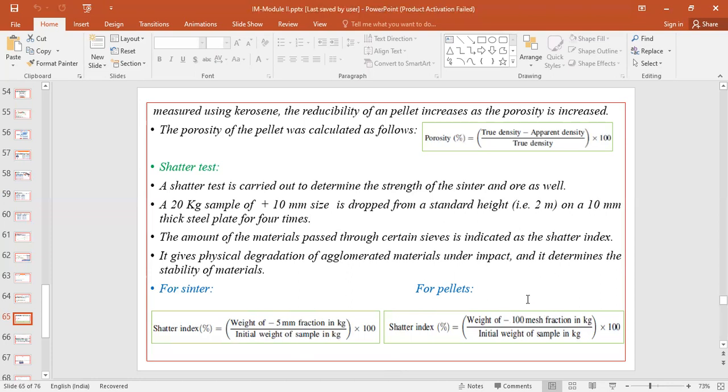Similarly, for pellet, it is the same procedure, but the only thing is that we need to take the weight of the sample of minus 10 mm size divided by the initial weight of the sample, into 100. This will give the shatter index for the pellets.